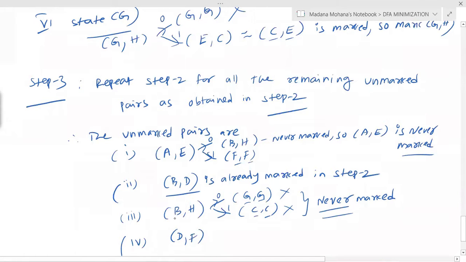Then BH on 0, you are getting GG. On 1, CC. So BH pair is also never marked. Then finally check out DF. DF on 0, you will get CC. DF on 1, you will get GG. See, both final, this pair doesn't exist. Both non-final, GG, this pair doesn't exist. So DF is also never marked.